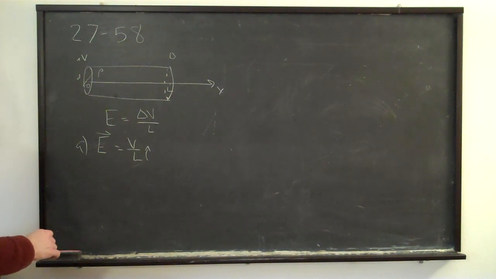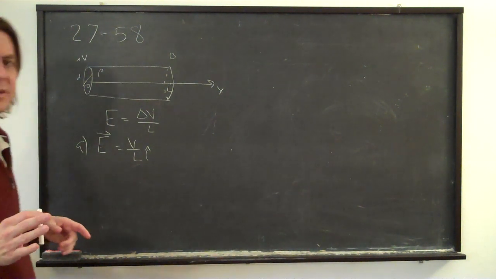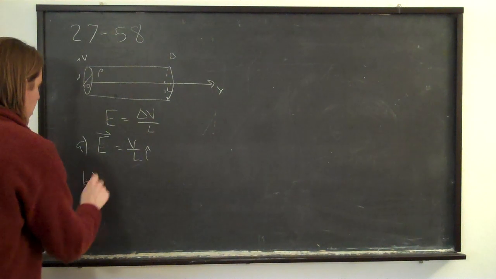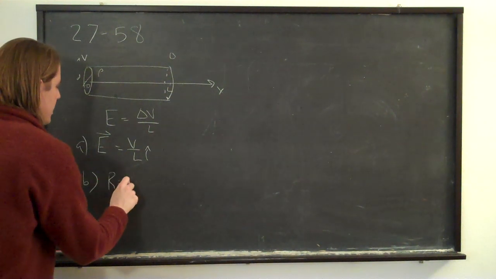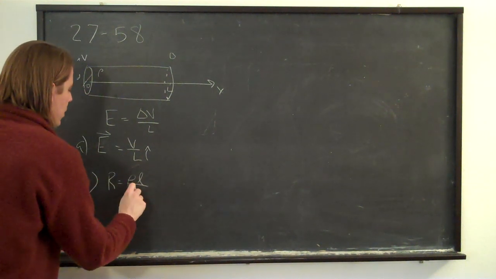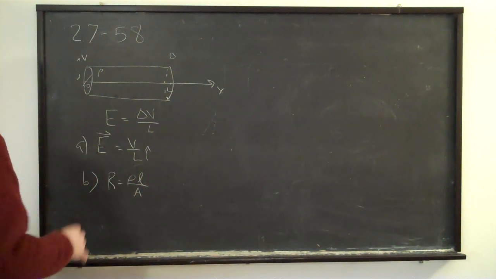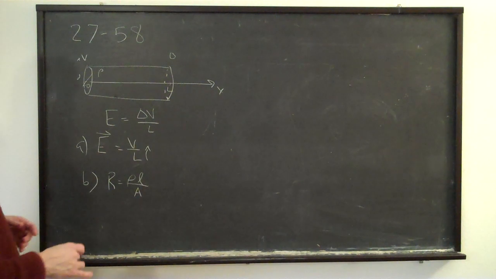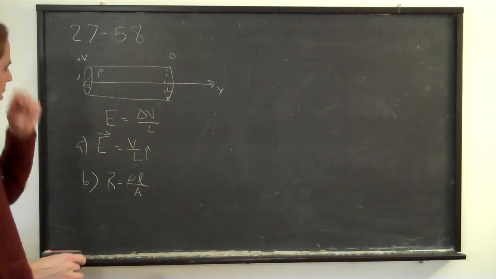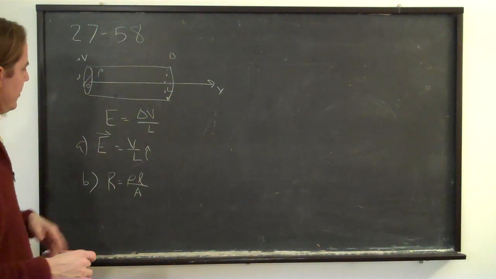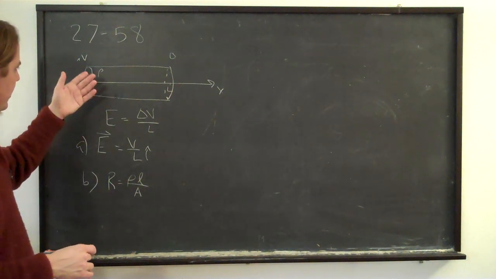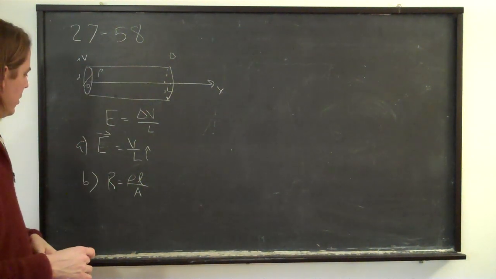Let's see, B, the resistance of the wire. Well, we know the resistance of a cylindrical wire is always R equals rho L over the area. And this pretty much obeys that rule. There's nothing unusual about this. It's just a wire with a resistivity rho that obeys Ohm's law.